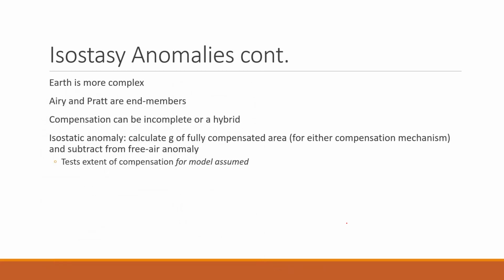So Earth is extremely complex. The Airy and Pratt isostasies are end members. Compensation can be either incomplete or a hybrid.